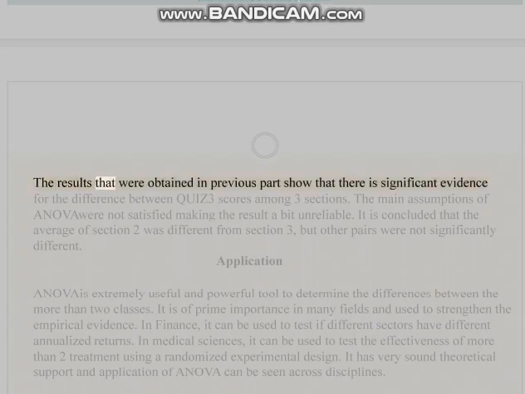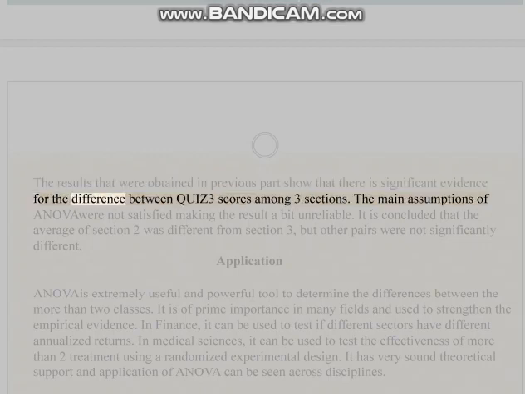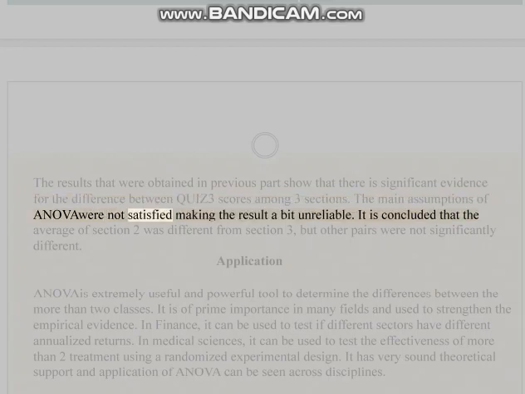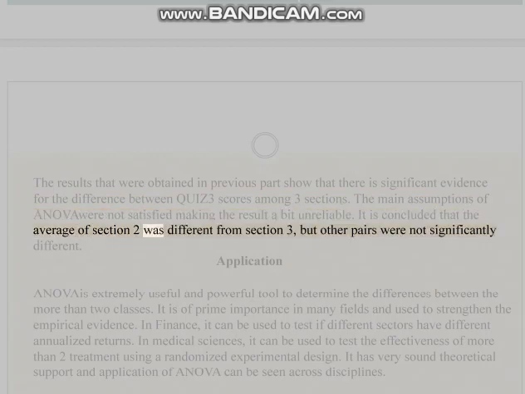Statistical conclusions. The results obtained in the previous part show that there is significant evidence for a difference between Quiz 3 scores among the 3 sections. The main assumptions of ANOVA were not satisfied, making the result a bit unreliable. It is concluded that the average of Section 2 was different from Section 3, but other pairs were not significantly different.